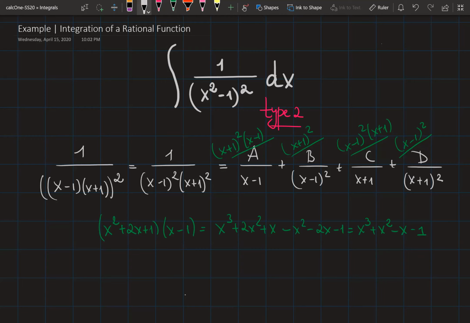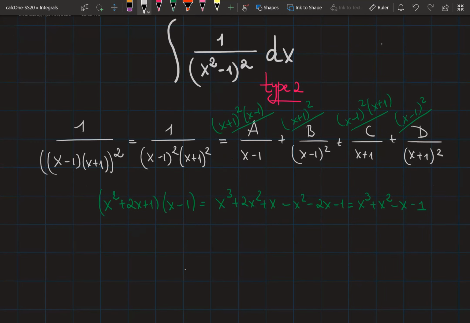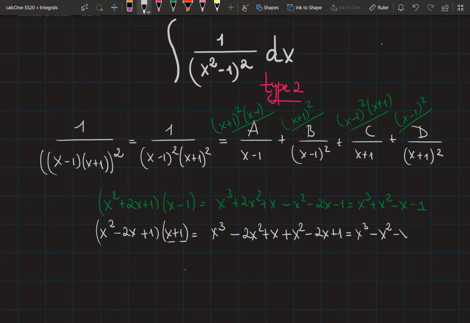So let's simplify the coefficient before the c as well. So it's going to be x squared minus 2x plus 1 multiplied by x plus 1. So if you simplify everything, we're going to obtain x cubed minus 2x squared plus x. So we multiply the x to all the terms from the first bracket. And now let's multiply 1 to all the terms from the first bracket. It's going to be plus x squared minus 2x plus 1. So it's going to be x cubed minus x squared minus x plus 1.